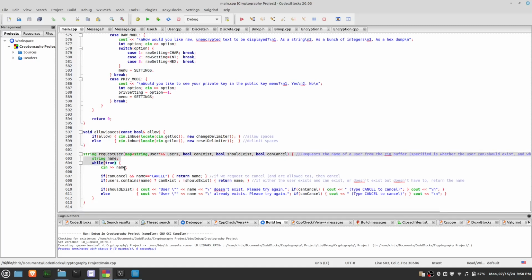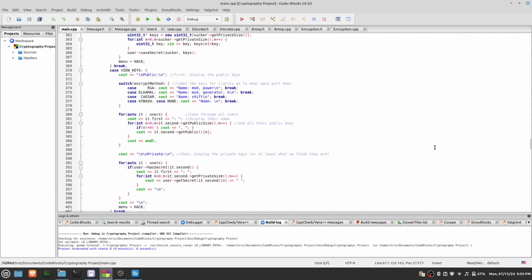Oh, right, you request user using the cin. But there are also important booleans such as, can this user exist? Should they exist? And are you allowed to cancel? With these two booleans we encode three cases: either it needs to exist, it needs to not exist, or it can exist but it doesn't have to. Or the fourth impossible state, which is it both has to exist and has to not exist. But anyways, that's basically how this all works.